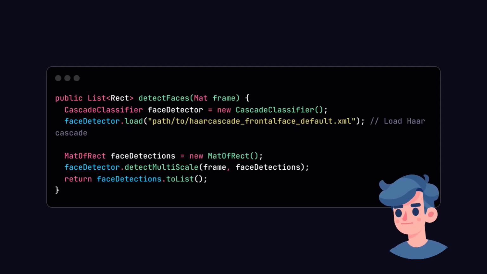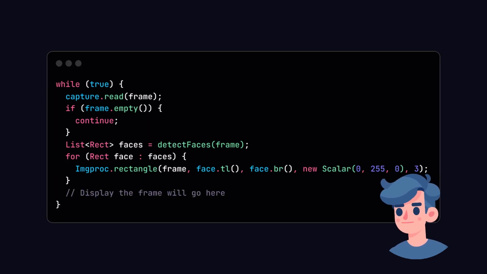Next, we need to detect faces in the frames captured from the webcam. For this, we will use OpenCV's Haar cascades for facial detection. Let's create a method called detectFaces that will take a frame as an input and return the list of detected faces. Now that we have a method to detect faces, we can apply this to each frame inside the startVideoCapture method. For each detected face, we can draw a rectangle on the frame to visualize the detection. Let's update our while loop accordingly.